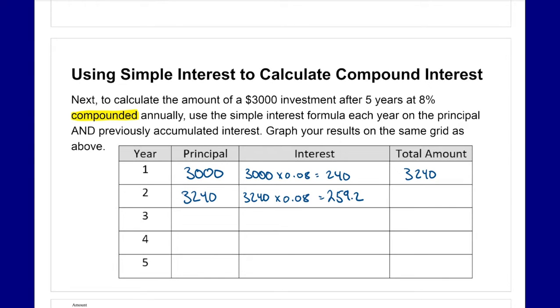Our total amount, we take that amount, add it to our principal, which was $3,240, and we get $3,499.2. That, again, that final total amount after year 2 becomes our principal for year 3.